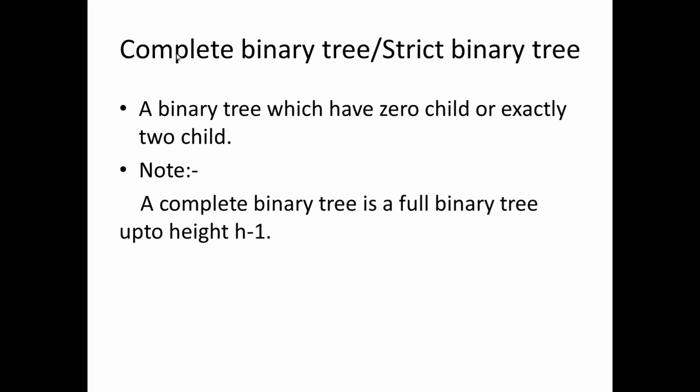Next, complete binary tree or strict binary tree. A complete binary tree is a special type of binary tree that has either 0 children, or otherwise exactly 2 children. Means 0 or 2 children. This is called a complete or strict binary tree. Again I say the definition: a binary tree which has either 0 children or exactly 2 children is called a complete binary tree.